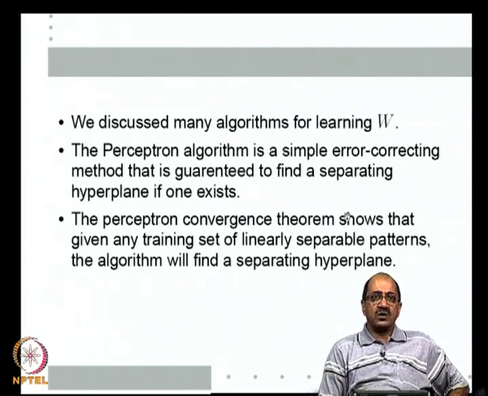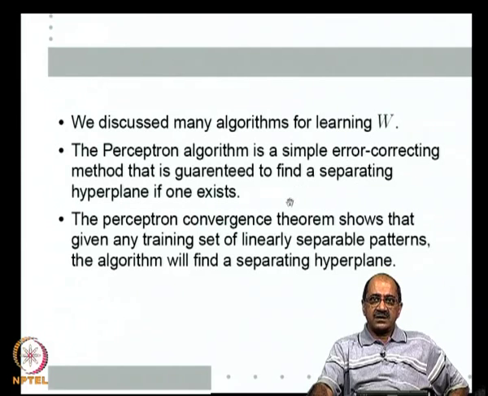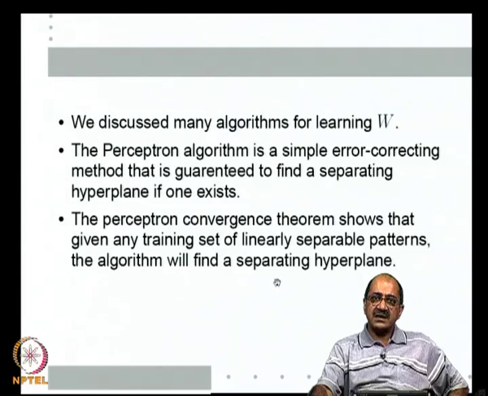Actually, we proved a perceptron convergence theorem that shows that given any training set of linearly separable patterns, starting with any arbitrary initial W, if you run the perceptron algorithm, we ultimately stop after some finite iterations and output a separating hyperplane. Now, this might be a good example of asking what it is that statistical learning theory gives you. What the perceptron convergence theorem says is that give me any training set of linearly separable patterns, I will find a separating hyperplane that separates the training examples.